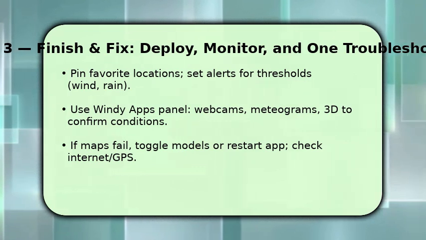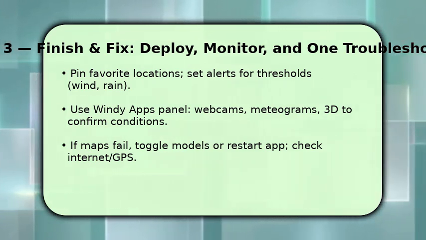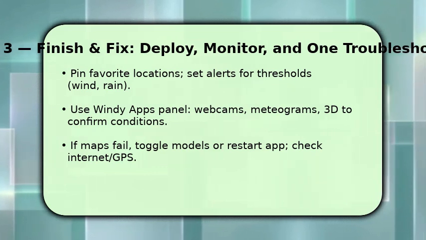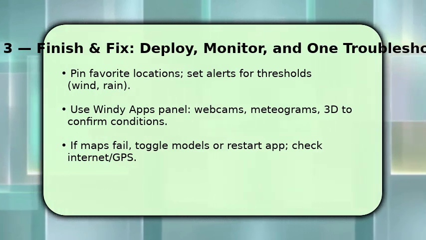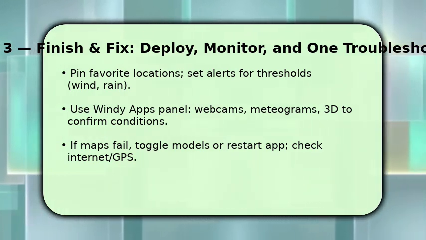If something goes wrong, map tiles missing or wrong values, first toggle to a different model, then restart the app and make sure internet and GPS are active. This resolves most issues and keeps you confident in your forecasts.